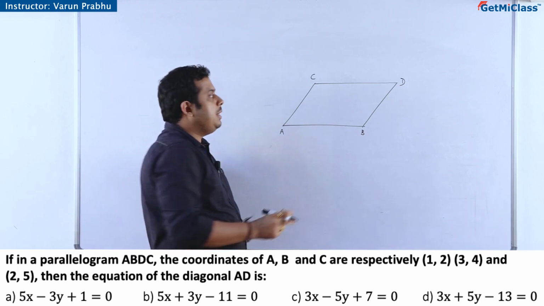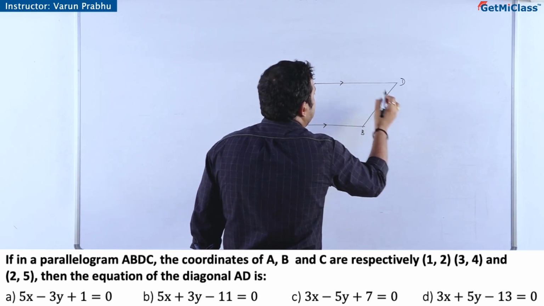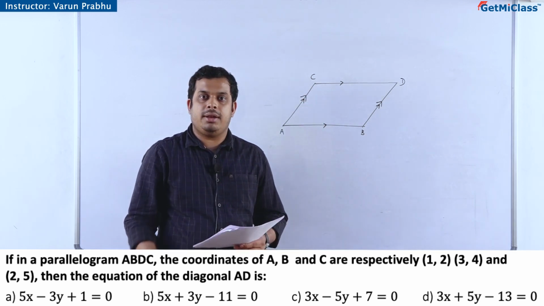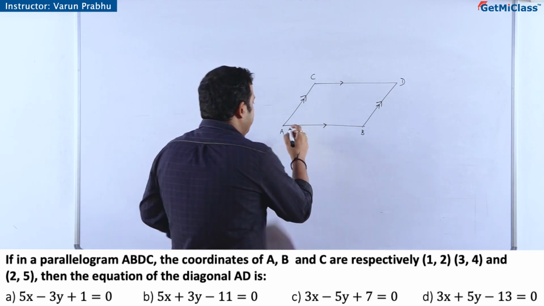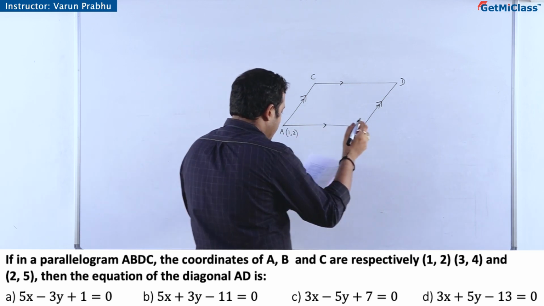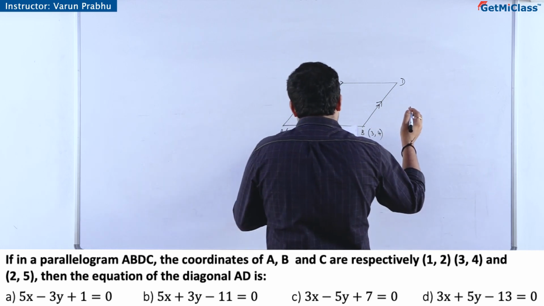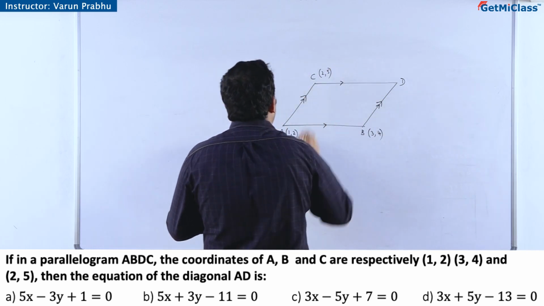It's told in the problem that ABDC, not ABCD, ABDC is a parallelogram. In a parallelogram, opposite sides are equal and parallel. We know that characteristic. It's given in the problem that the vertices A, B, C are given as (1, 2), (3, 4) and (2, 5).